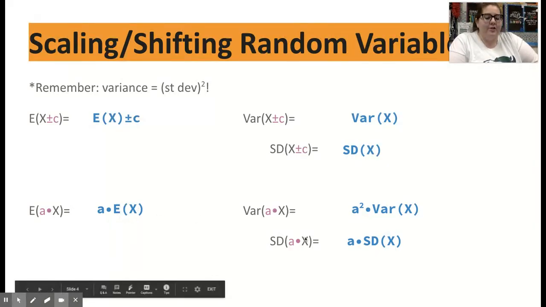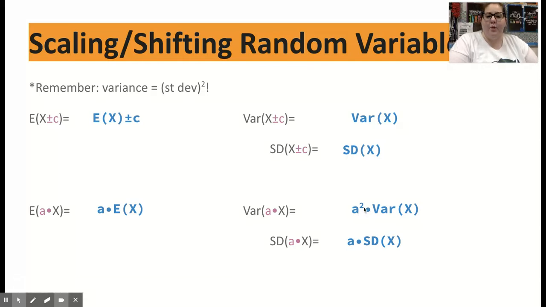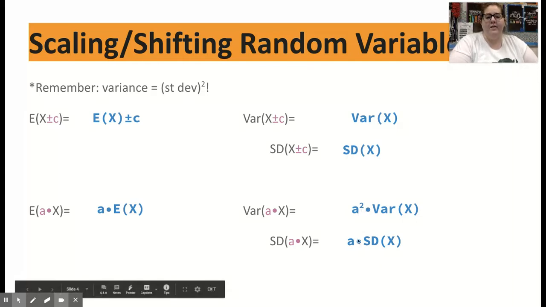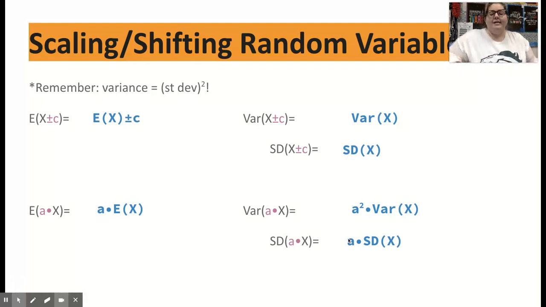For standard deviation, it's the original constant times the standard deviation. The way that works out for variance is it's going to end up being that constant squared. If the standard deviation is the constant times the original standard deviation, and I square that to get the variance, the A also gets squared. And we'll see in a little bit how that might affect real life situations.